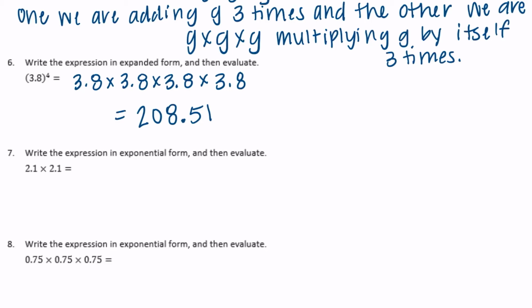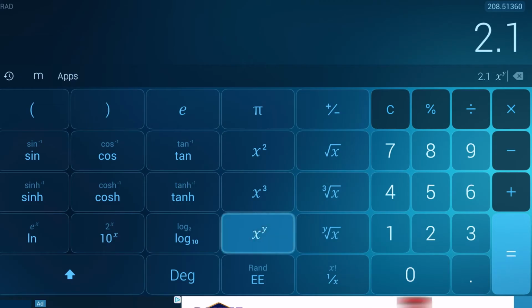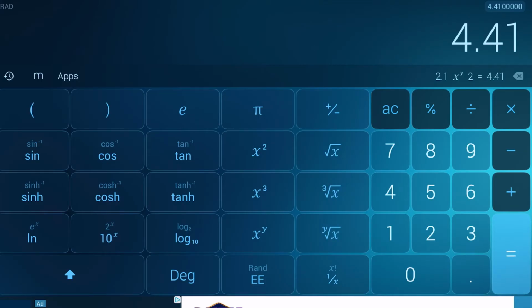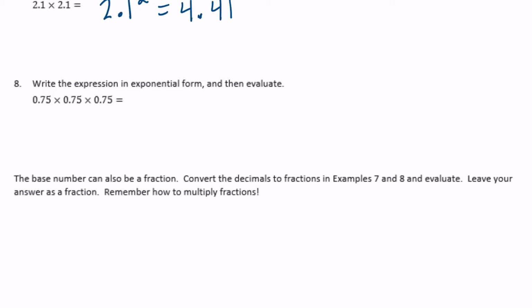Number 7, write the expression in exponential form and then evaluate. So exponential form, there are 2 of them. So 2 1/10 to the 2nd power. So 2 1/10 to the 2nd power is equal to 4 41/100. Number 8, write the expression in exponential form and then evaluate. So we have 75/100 times 75/100 times 75/100. So that would be 75/100 to the 3rd power.